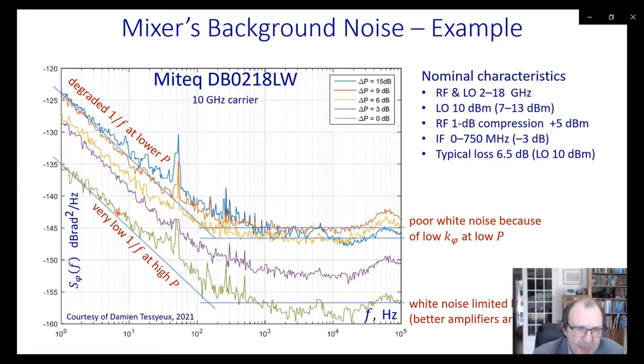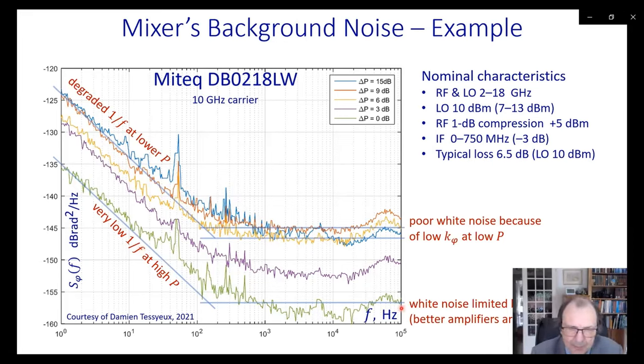Then the flicker noise is degraded if you reduce the power of the input. Reducing the power of the input, the phase to voltage gain, this coefficient, the K phi, is reduced, so we have a higher white noise in the background. Measuring this mixer, Damien focused primarily on the flicker. He didn't spend much attention to white noise, because white noise is not an issue. It is highly predictable.